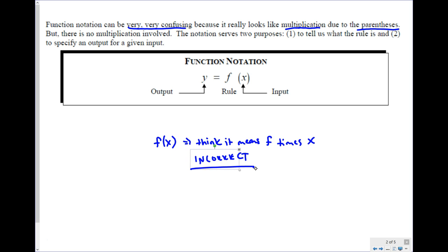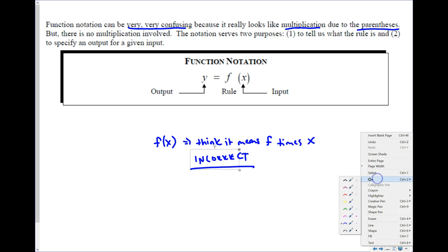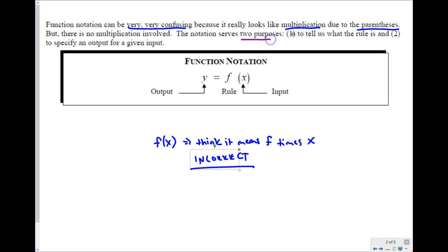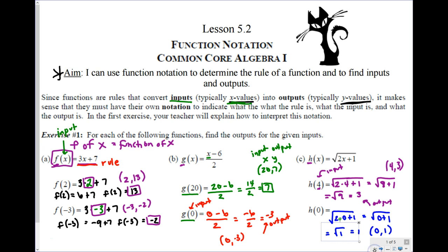This notation serves two purposes. Let's go back up here. It serves two purposes. One, to tell us what the rule is. So if I go back here, the rule for letter A was 3x plus 7. Your rule for B was x minus 6 plus 2. Your rule for C was the square root of 2x plus 1. So function notation tells you the rule. Usually it's an equation.